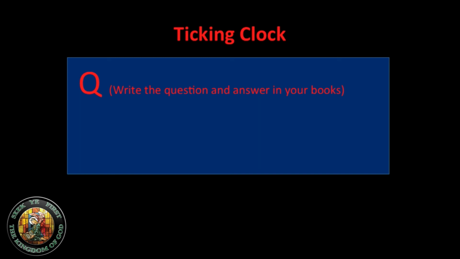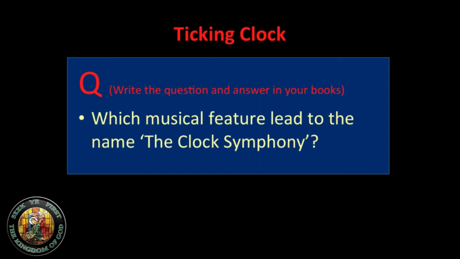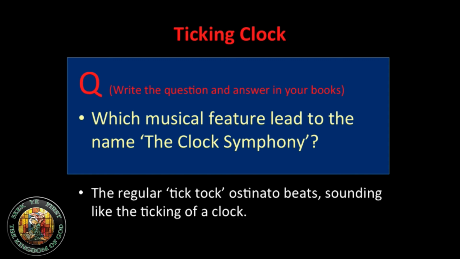Okay, write down the question and then the answer on your paper. Which musical feature led to the name The Clock Symphony? Pause the video while you answer. And the answer is the regular tick-tock ostinato beats sounding like the ticking of a clock.